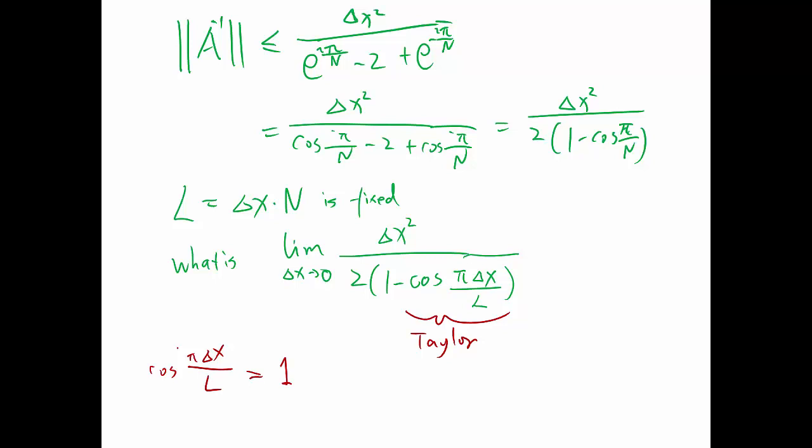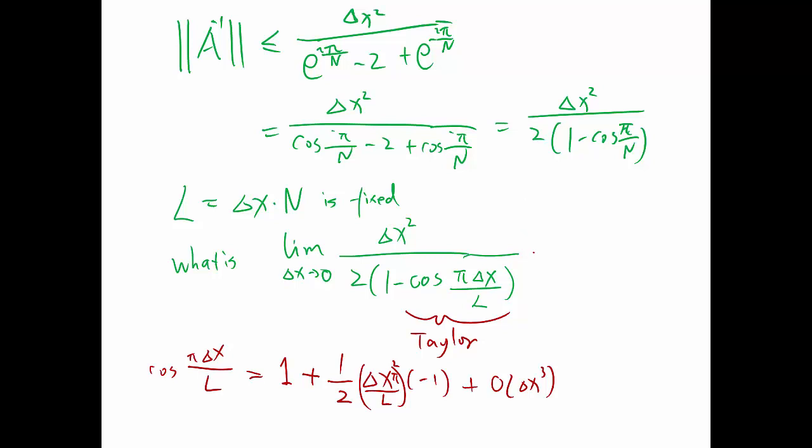Then the second non-zero term is half times delta x squared times the second derivative of cosine at 0, which is minus cosine at 0, minus 1. And then plus O of delta x cubed. It is not just delta x, actually it is delta x times pi over L squared, because this is my coefficient.